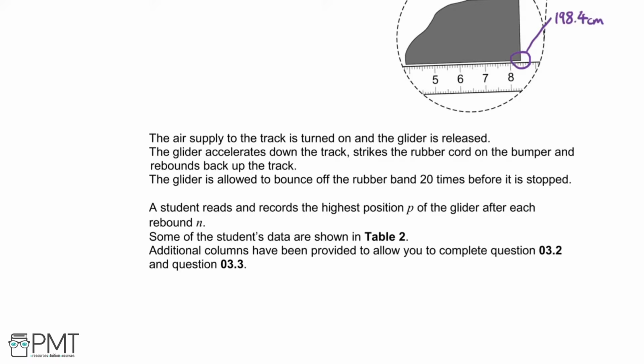The air supply to the track is turned on and the glider is released. The glider accelerates down the track, strikes the rubber cord on the bumper, and rebounds back up the track. The glider is allowed to bounce off the rubber band 20 times before it is stopped. A student reads and records the highest position P of the glider after each rebound N. Some of the student's data are shown in Table 2. Additional columns have been provided to allow you to complete question 3.2 and question 3.3.